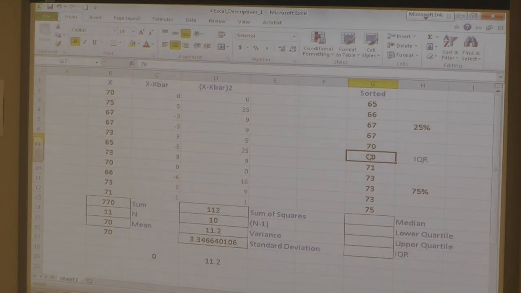Right? There's 5 people below 70, 5 people above 70. That's our median. How about our 25th percentile? The median is the 50th percentile, right? 50% below, 50% above. What's the median for this group?